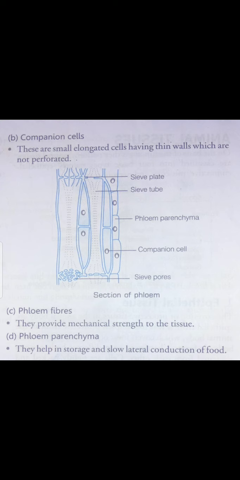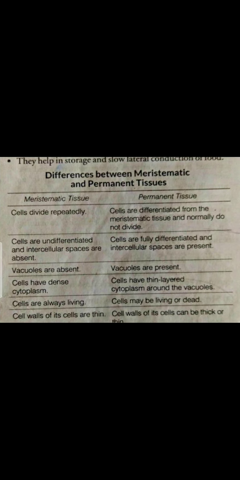And then sieve pores. At the end you can see the sieve pores, and from there, from one tissue to another tissue, the food is transported through the sieve pores. So this is how the phloem tissue works for translocation of the food. I hope you understood the phloem tissue. Now the next point which we are going to discuss is differences between meristematic and permanent tissues.